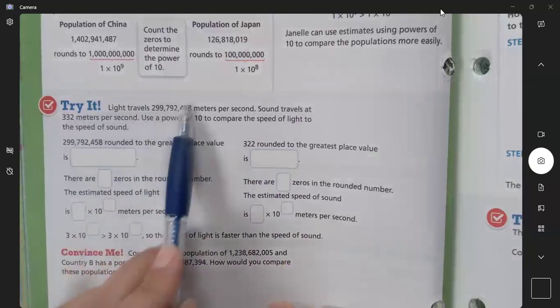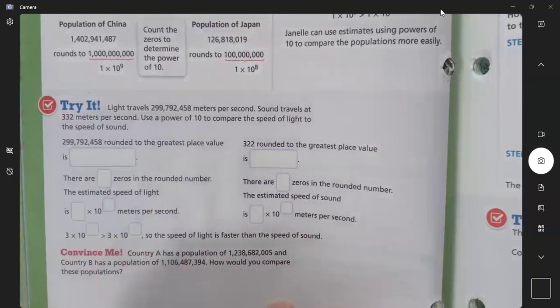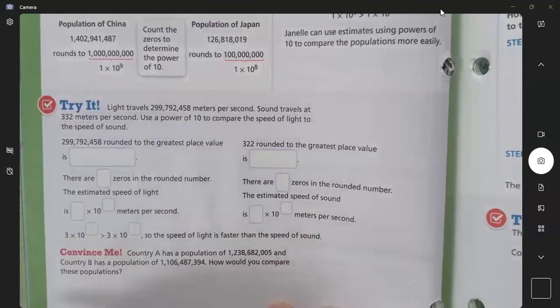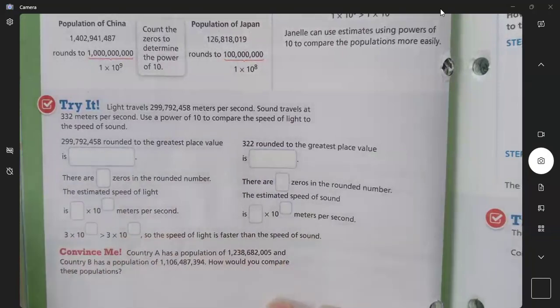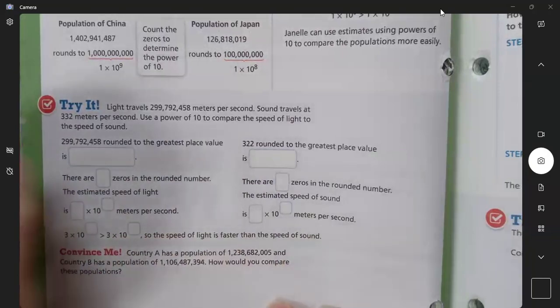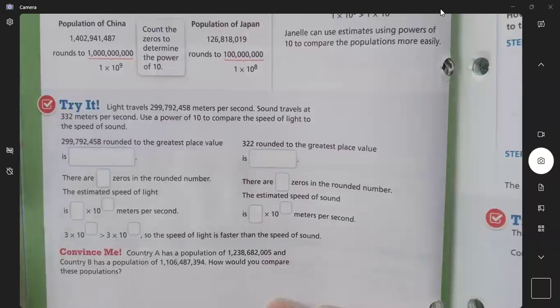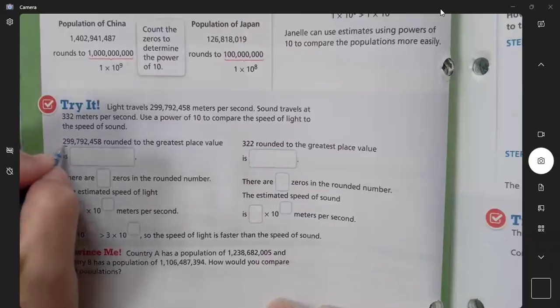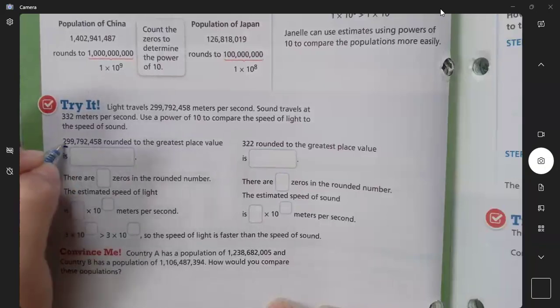Obviously, if you're looking at these two numbers, one of them is significantly larger than the other. But that's not the point. The point right now is to learn how to work with these numbers. So the very first step is you're going to round to the greatest place value. The greatest place value is going to be the 2 here in the 100 millions place.